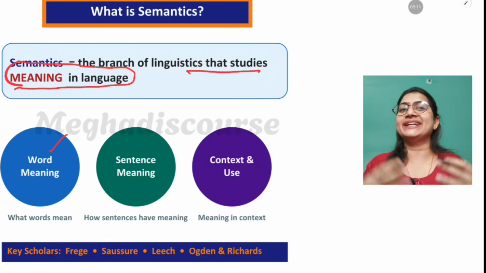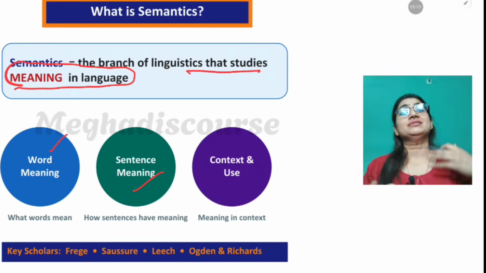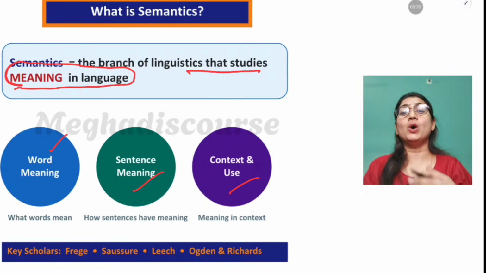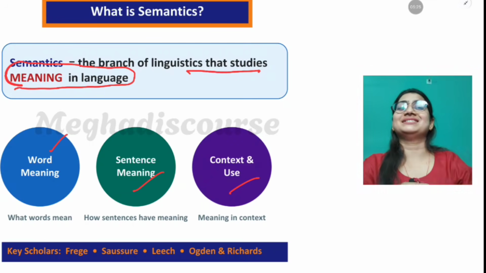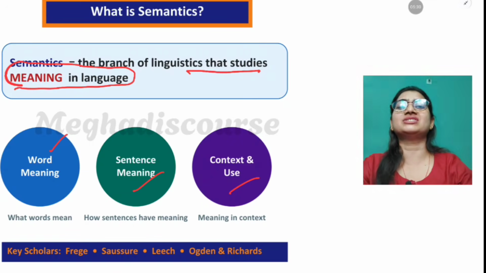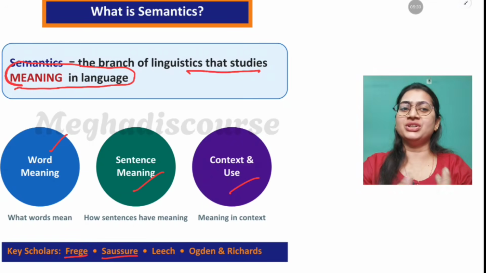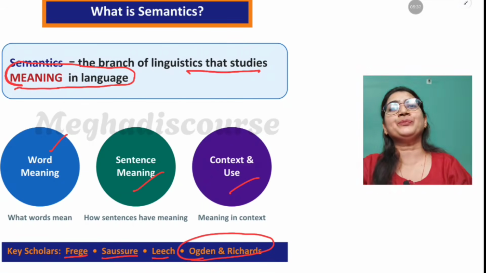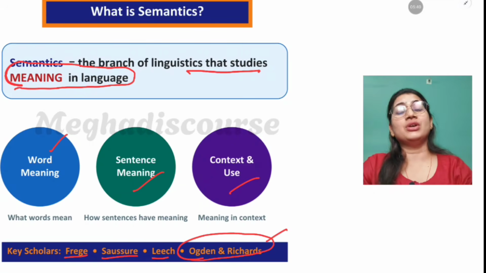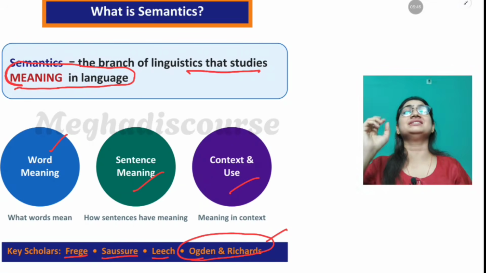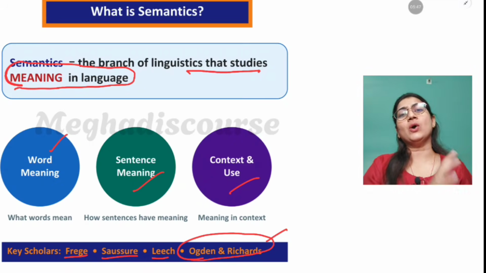What does that word exactly mean? How does a sentence convey its meaning? What is the context behind the meaning? How are we using it? How does context affect the meaning? So this is semantics, and these are the 3 dimensions of the semantics branch. We have major scholars like Geoffrey Leech, Frege, C.K. Ogden and Richards. You have read about them in culture theory. So semantics is a branch of linguistics that studies in detail the meaning of language.